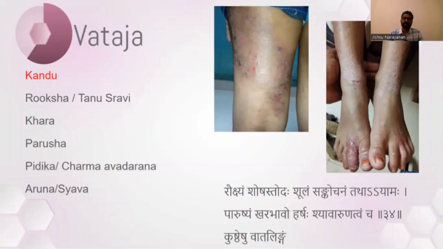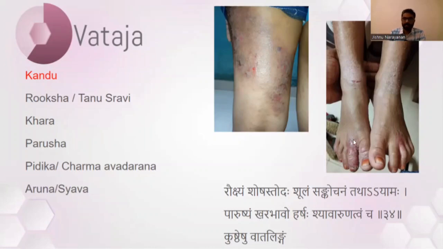For example, you can see here an eczematous condition, atopic dermatitis on the left side, and you can visualize the symptoms here. It is ruksha. There is very tanu srava, very mild oozing you can perceive here. Kharatvam, parushatvam, and pitika, mild papular lesions you can observe when closely observed. And charmavadarana is nothing but peeling off of the superficial layer, which you can see, along with arunata or shyavata.